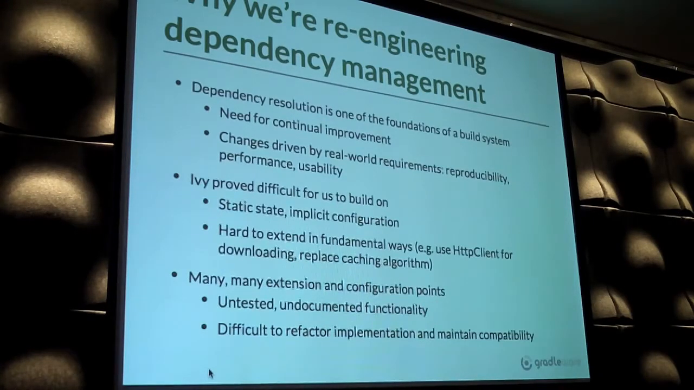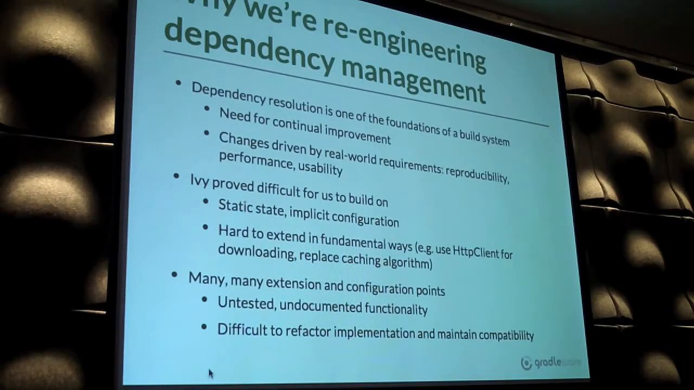So, Ivy was sort of helping up to a point, and then it started getting in the road. It started causing us more issues than it was solving. We wanted to use HTTP client to download things rather than java.net.url. That's because then HTTP client gives us all sorts of cool stuff. We can do head requests, we can do get requests. There's lots of cool stuff we can do. Ivy didn't make it very easy for us to do this.